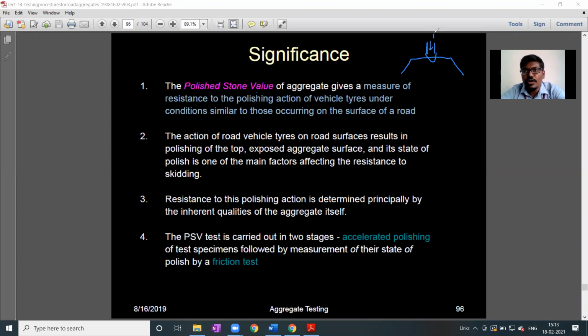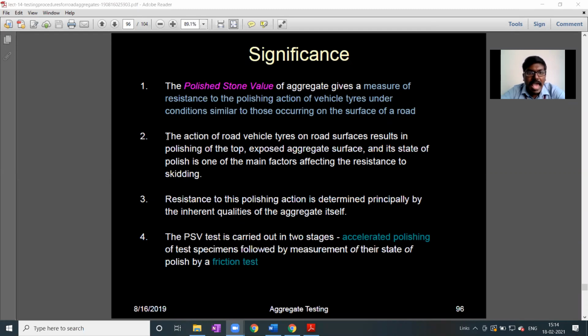This vehicle wheel will have its own wheel load, like capital P, right? So what happens is, between this wheel and this pavement there will be some dust or particles. Because of that, polishing action happens, or polishing of the surface of the pavement will occur. That's why we need to take care of that. We need to determine the stone polishing value with the help of this test.